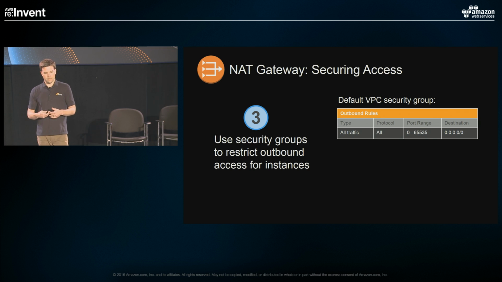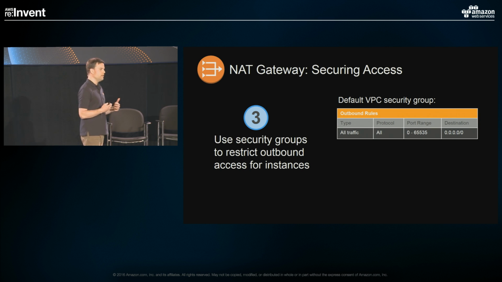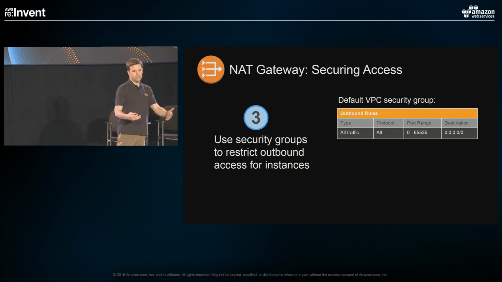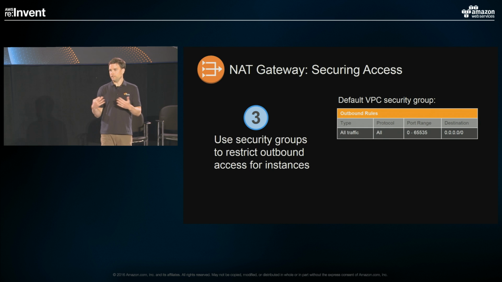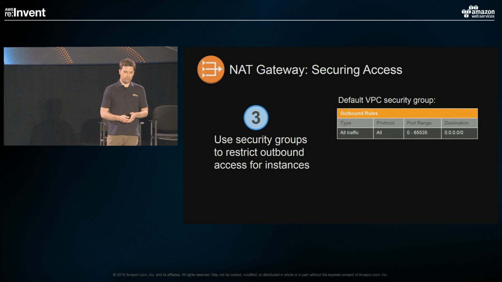So use security groups to restrict outbound. I find most customers don't ever mess with their outbound rules on their security groups. And by default, if you create a new security group, your outbound is open to all traffic. So you see there, a destination for everything, port range for everything. That's the default VPC security group.